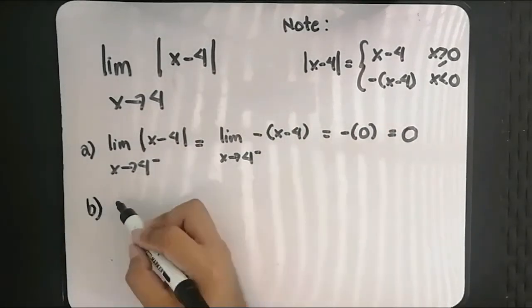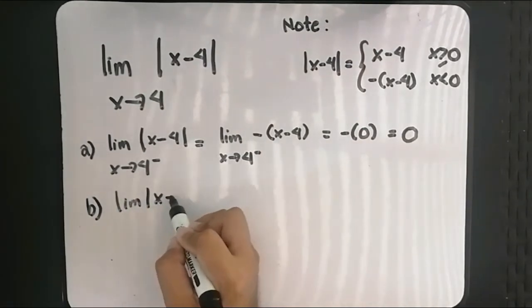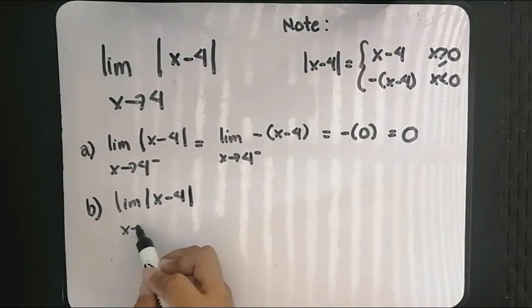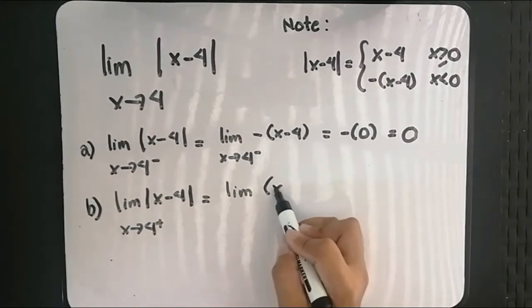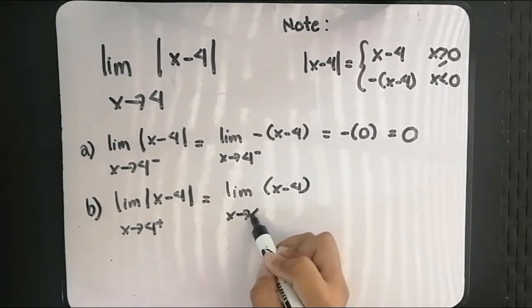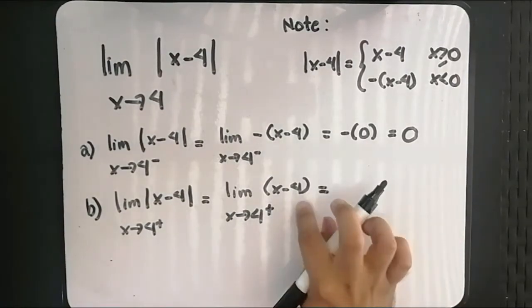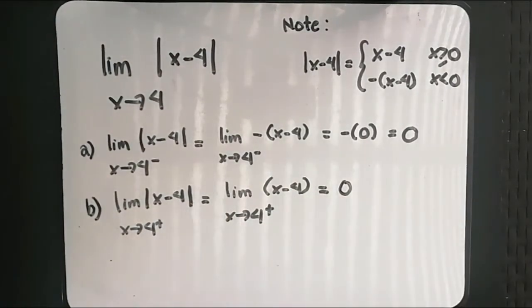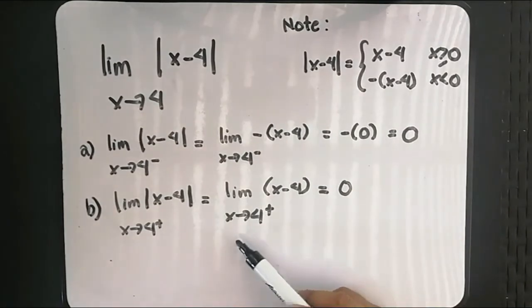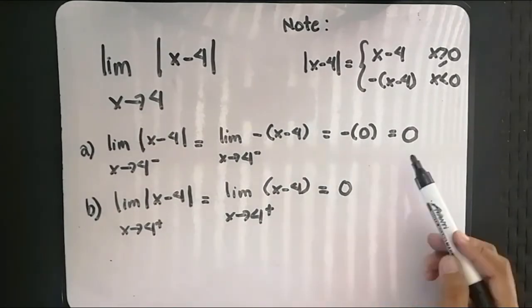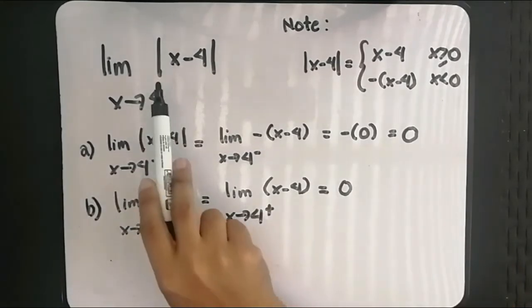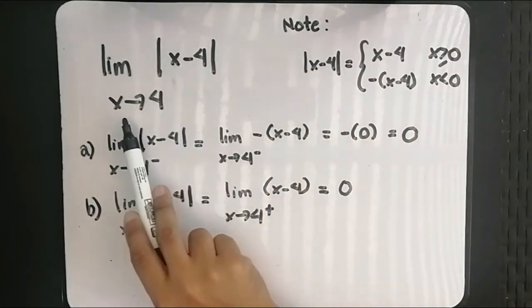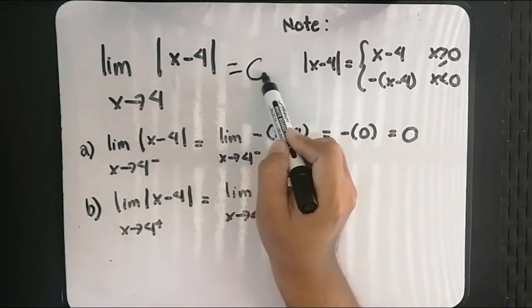Now we check the second part, the limit of the absolute value of x minus 4 as x approaches 4 from the right. Dito naman, gagamitin natin yung positive part. So we have x minus 4 as x approaches 4 from the right. Since this is a polynomial, pwede lang nating ipasok yan. Now observe that the limit from the left and from the right of the absolute value of x minus 4 are both equal to 0. Therefore, we say that the limit of the absolute value of x minus 4 as x approaches 4 is equal to 0.